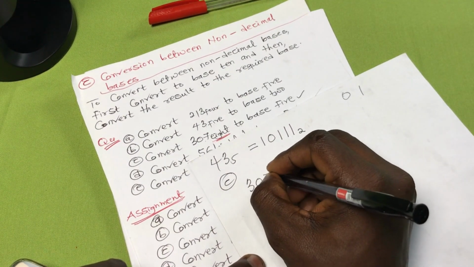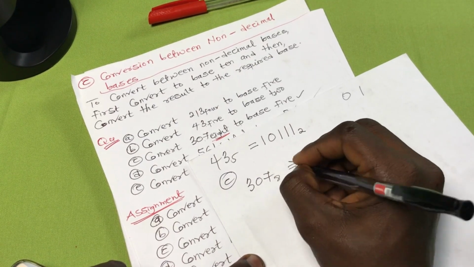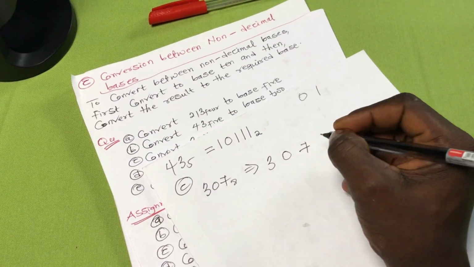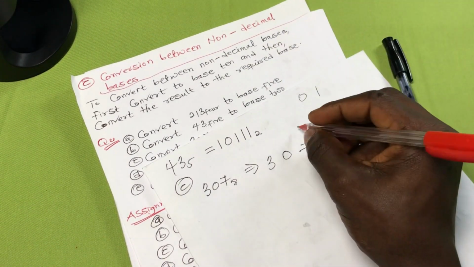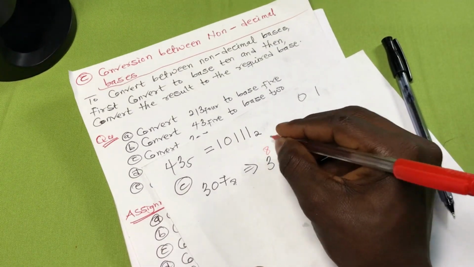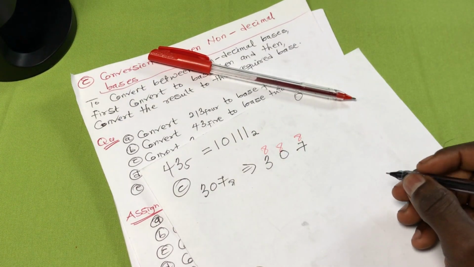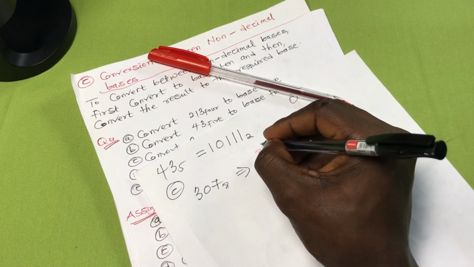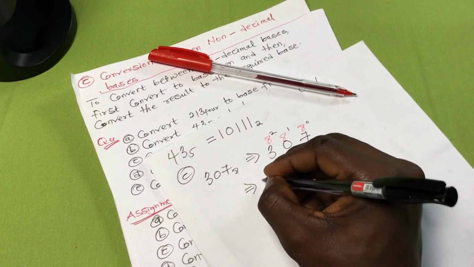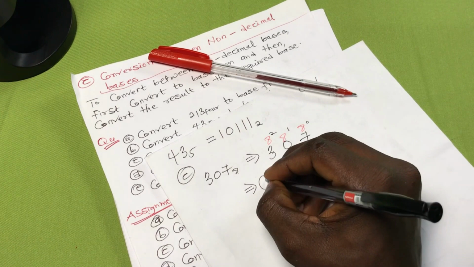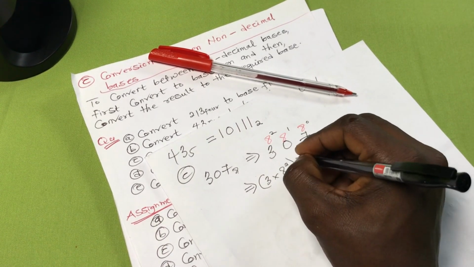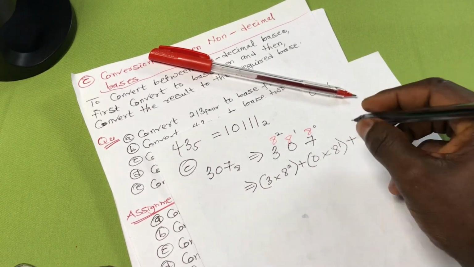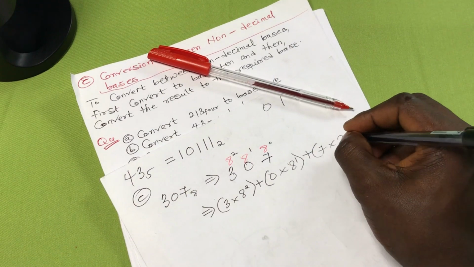So as usual, 307 base 8, we have to convert to base 10. And if you are doing that, then we will write 3, 0, and 7. The base is 8, so we write the base on top of each number, which is 8, 8. Then we begin to number the base, which is on top of each number, starting from 0. So 0, 1, and 2. Now in the next stage, what we do is that we pick the 3 and we use it to multiply 8 power 2 plus 0 times 8 power 1 plus 7 times 8 power 0.